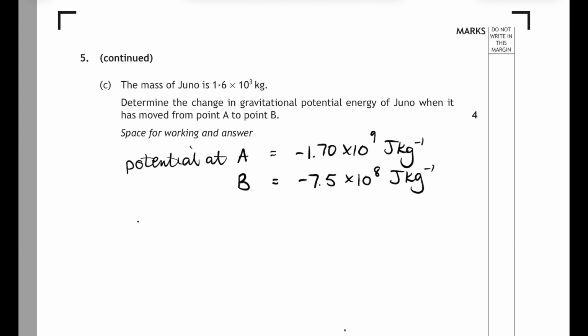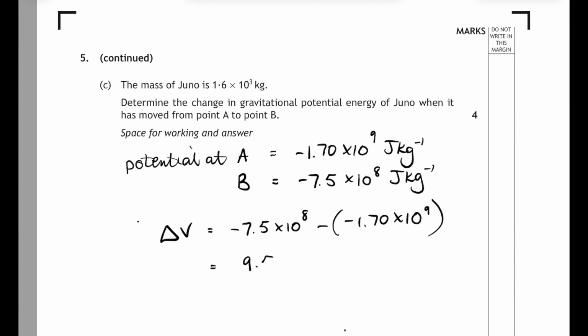And to get the change in gravitational potential, remember it's the final point minus the initial point. So it's negative 7.5 times 10 to the 8 minus negative 1.7 times 10 to the power of 9. And if you do that on your calculator, you'll get an answer of positive 9.5 times 10 to the 8 joules per kilogram. And it's a positive change because the little spacecraft has moved further away from Jupiter.